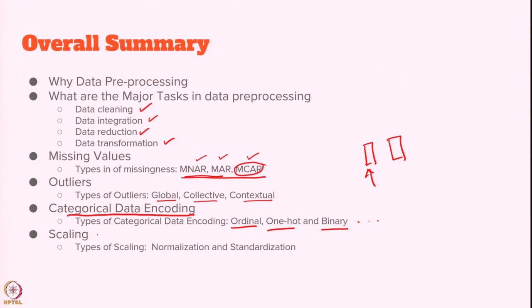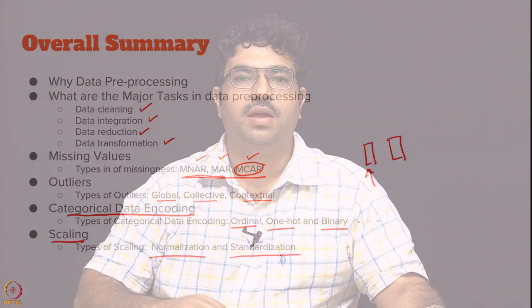After that, we saw one of the aspects of data transformation, which is scaling. In scaling, there are two methods, standardization and normalization. In this video lecture, we saw only some basic concepts of data preprocessing and, at an abstract level, why data preprocessing is required. It is not an in-depth study of why data preprocessing is required, what the various steps involved are, and for each type of data, what the various methods available for data preprocessing are.